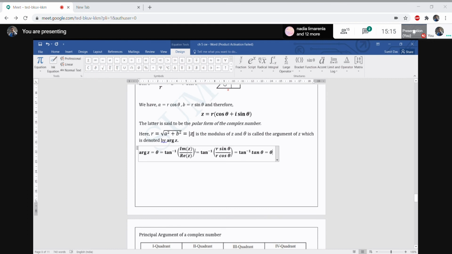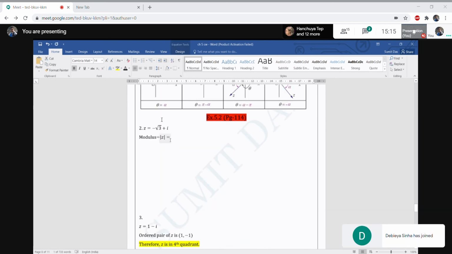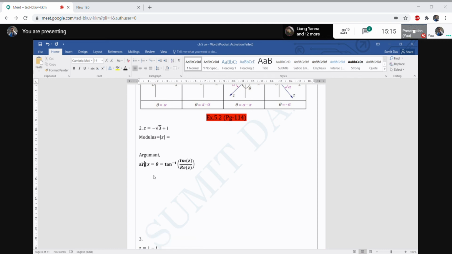Okay, so this is the proof. Whenever we have to find the argument, we can use this formula: theta equals tan inverse of imaginary part of z divided by real part of z. So we will use this one for this question. Modulus we know. Argument first, I'm finding. Modulus I will show later.